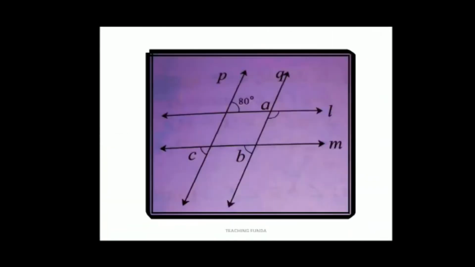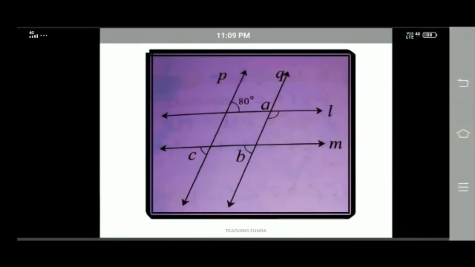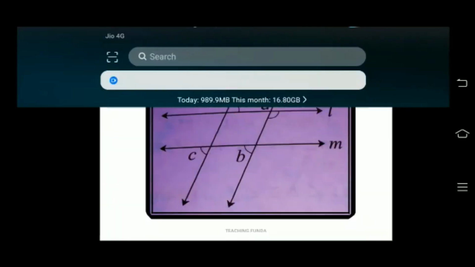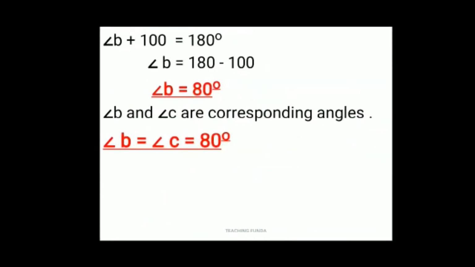Now see students, angle B, this angle and this angle are corresponding angles, and corresponding angles have equal measures. For that, angle B is 80 degree, which means angle C is also 80 degree, because angle B and angle C are corresponding angles, and their measurement is also 80 degree. It is very easy students.